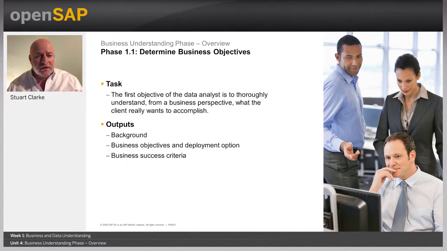Task 1 is determining the business objectives. The first objective is to thoroughly understand from a business perspective what the client really wants to accomplish. This is their business goal. Often the organisation has many competing objectives and constraints that must be properly balanced. The analyst's goal is to uncover important factors at the beginning that can influence the outcome of the project. You also need to understand how the customer wants to deploy the results from the analysis.